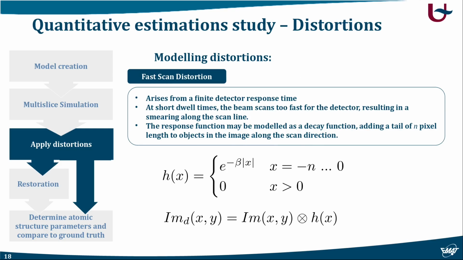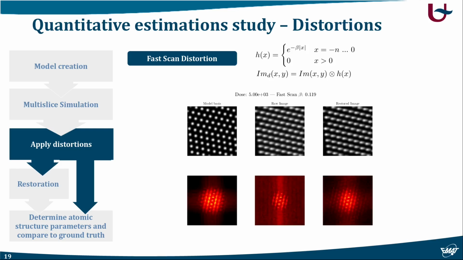Now, the fast scan distortion arises from a finite detector response time. So basically, when the beam scans too fast for the detector to pick up, this results in a smearing out of the signal along the scan direction. And that can be described as a convolution along the scan direction with an exponential decay function. Now, as we increase the severity of this effect, one can see that the atomic column features smear out towards the right. That also leaves a very characteristic mark in the Fourier space, as you can see here.